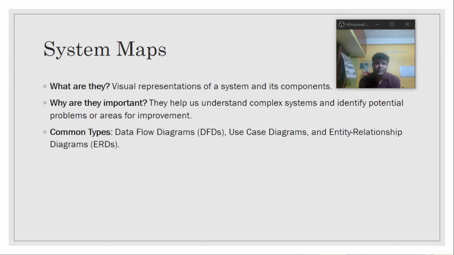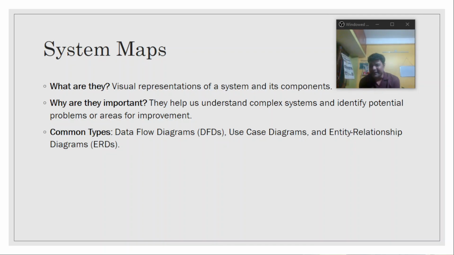Some common types under system maps. These are very important types: DFD, ERD, and use case diagram. DFD means data flow diagram, how data flows from one sector to another, and a use case diagram is generally called user defined function, like that.